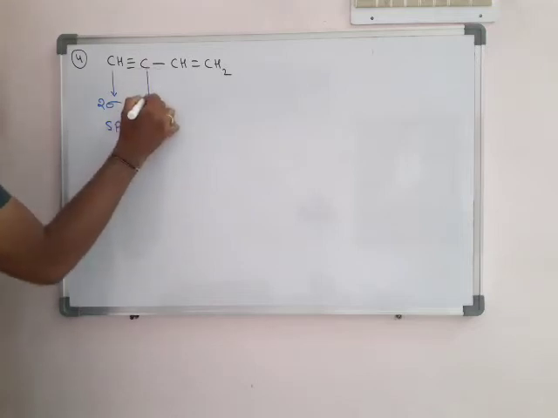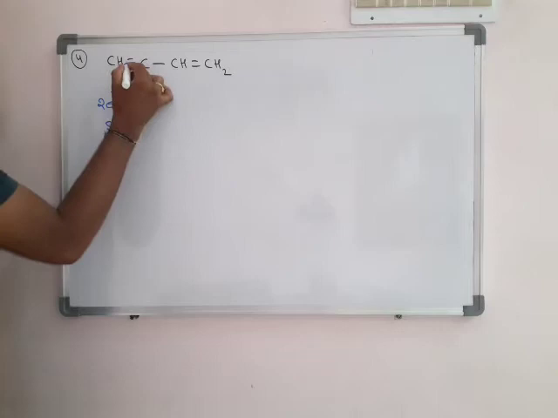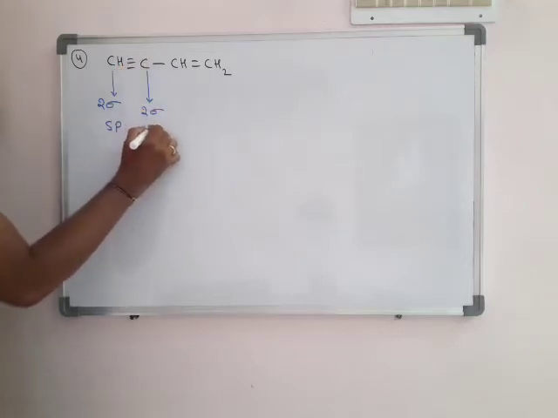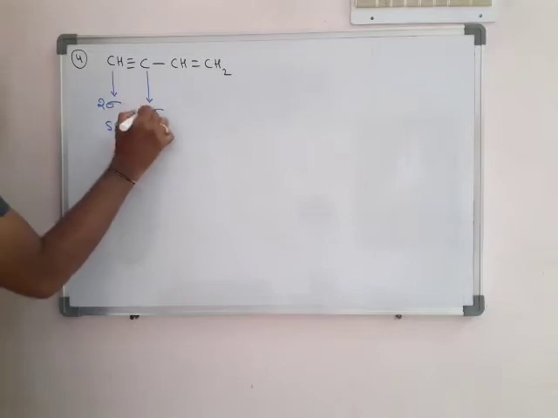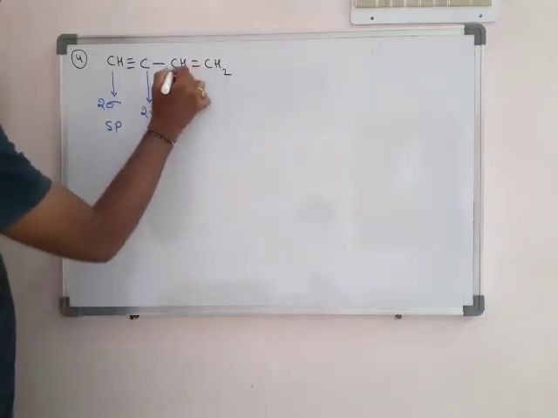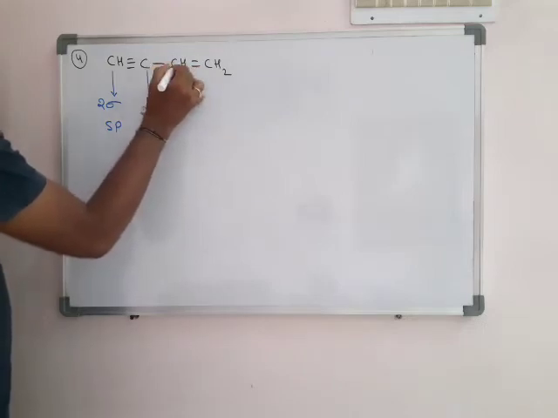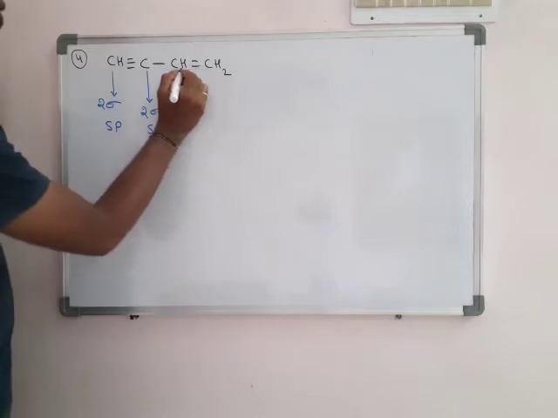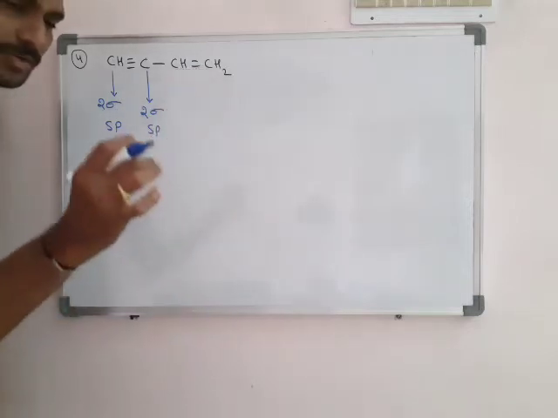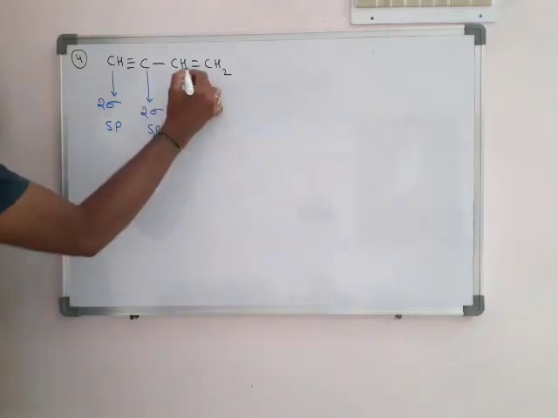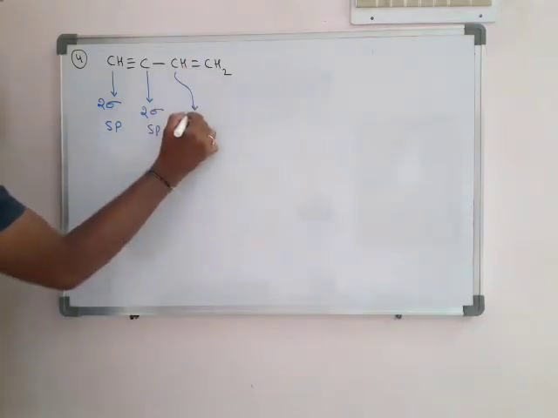What about this carbon? Right side and left side are two carbons, so two sigma bonds, which is also sp. Next, for this carbon, left side 1 sigma bond, right side 1 sigma bond, and the hydrogen is also a sigma bond. So total how many sigmas? 1, 2, 3 sigmas.